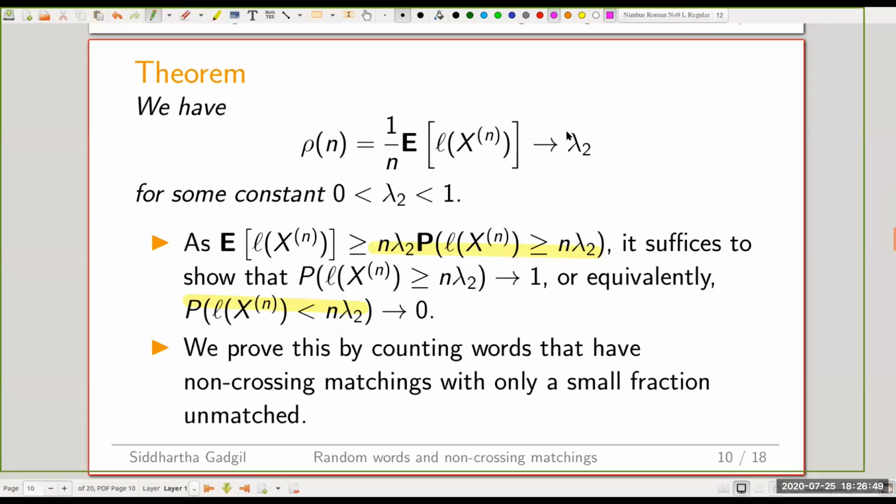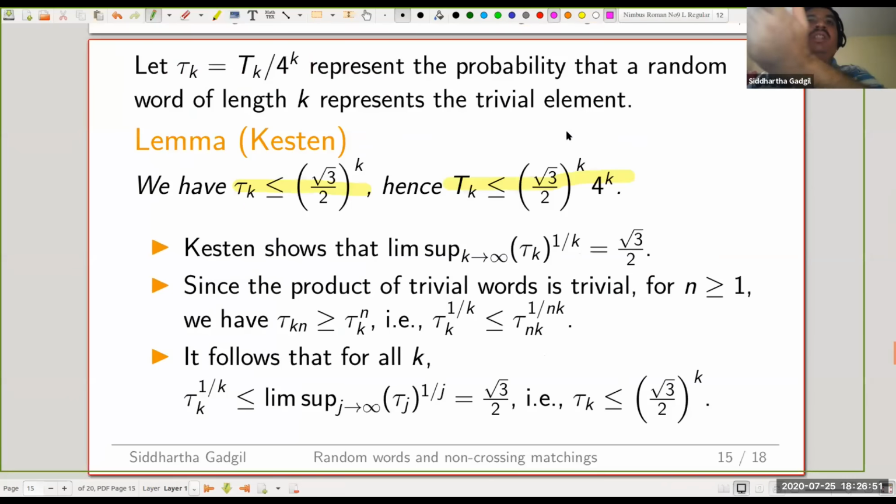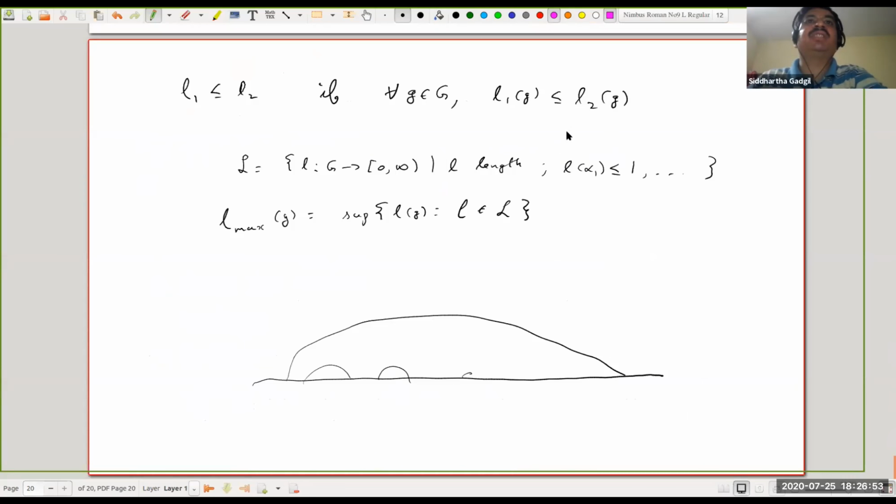I think this was a question asked already earlier, right? Here I wrote this function. L1 is less than or equal to L2 if it's pointwise less than or equal to L2. Length means that at each group element you give a number. So there is an obvious partial order on functions on any set, the pointwise ordering. That is, at each point one is bigger than the other.